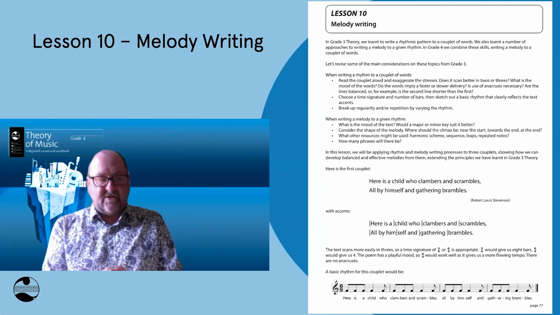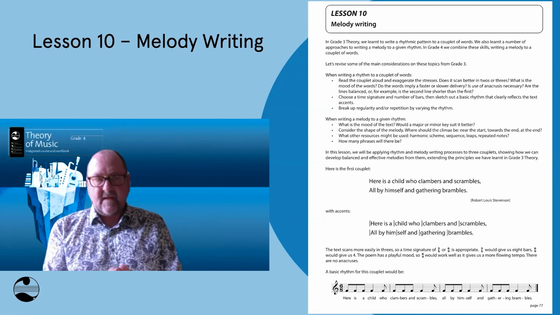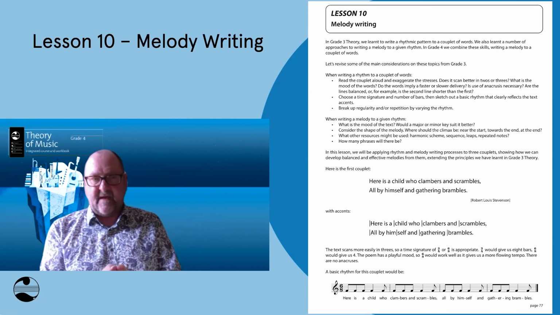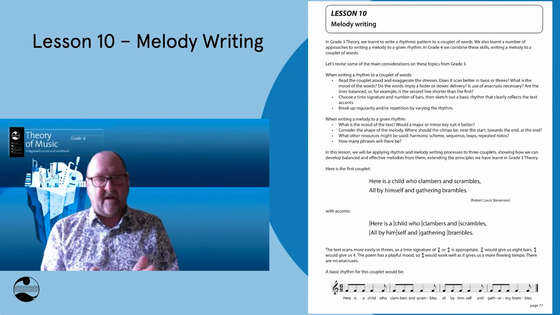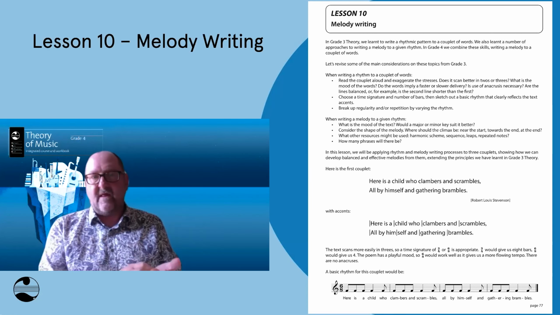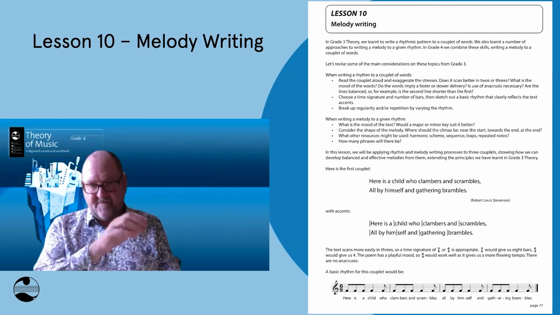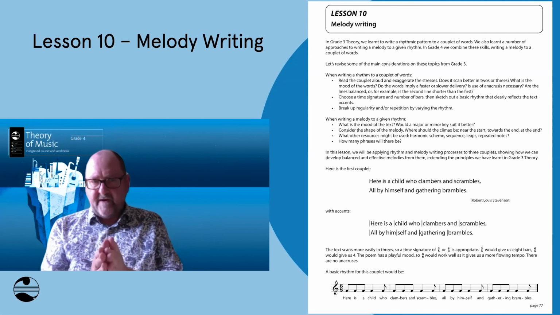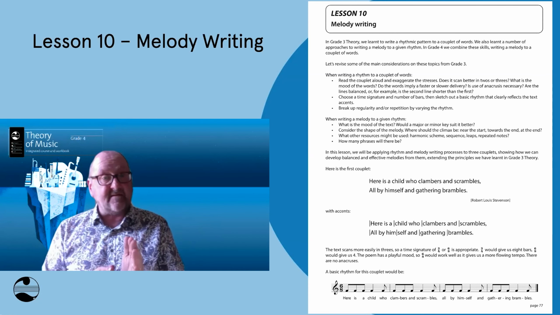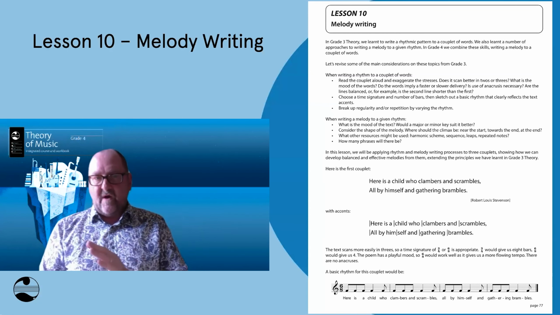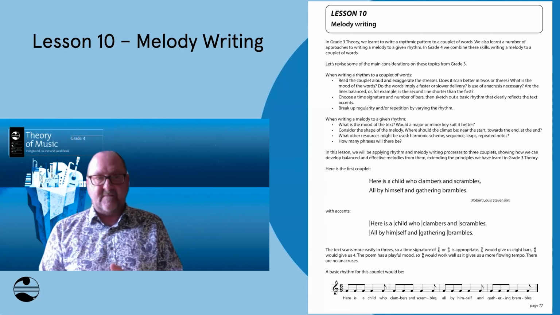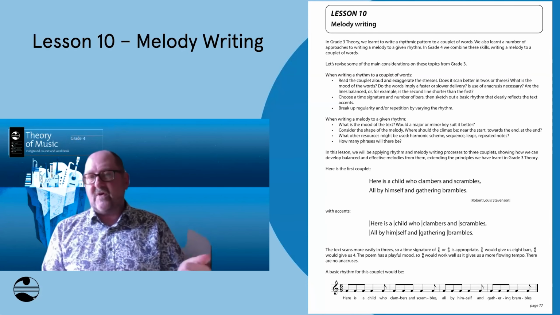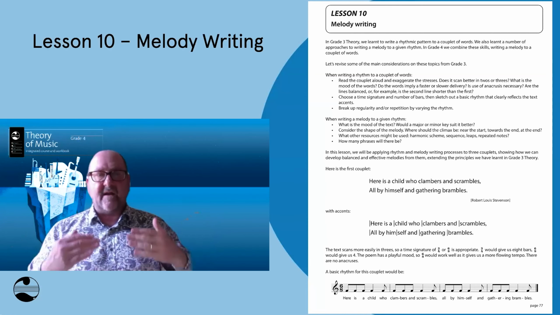When I was teaching this to my students, I would then get them to read it aloud and exaggerate all of the stresses. And most of the time, the students could get it straight away. Here is a child who clambers and scrambles all by himself and gathering brambles. The accents come out nicely. But I would always get my students to do it in 3s and also do it in 2s, and then make them decide which is the one that they think is the most natural for the text. So, here is a child who clambers and scrambles. This moves along really nicely in 3s.